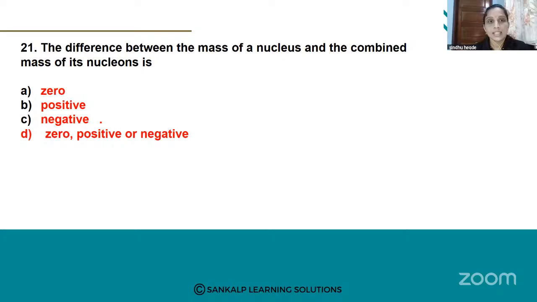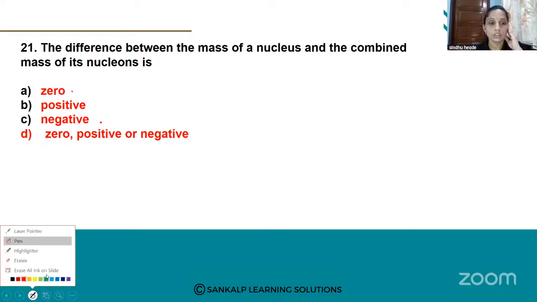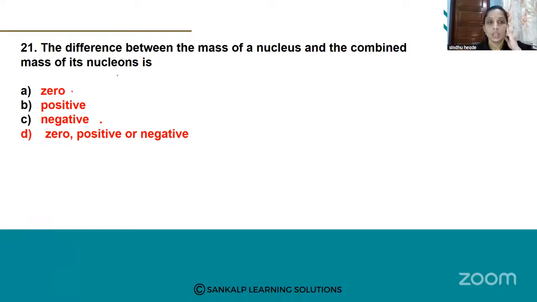See, the mass of nucleus and the combined mass of its nucleons: option A, 0; option B, positive; option C, negative; and option D, positive or negative. Which option is correct, students? Here they ask the question related to the nuclei chapter, right? The difference between the mass of the nucleus and the combined mass.